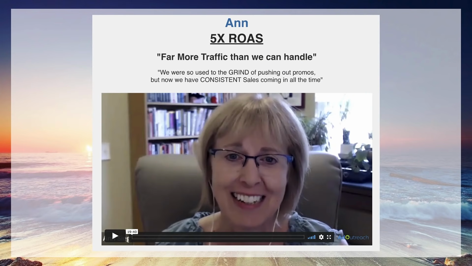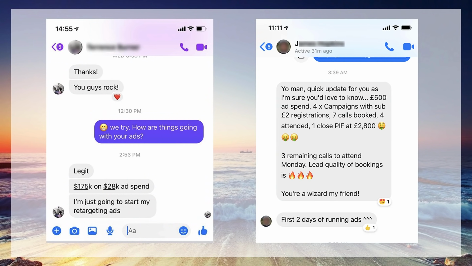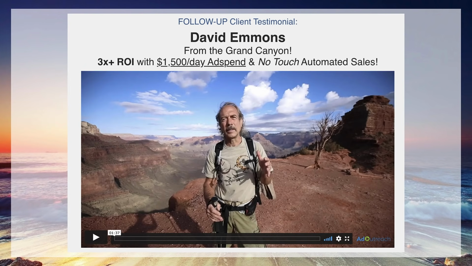Then, of course, we have Ann C, who got 5x ROAS, more traffic than they could handle from YouTube. You can see a couple screenshots here, $175,000 off of $28,000 of ad spend before even turning on retargeting ads for their YouTube ads. Then on the right-hand side, you could see all of the different campaigns, calling me a wizard, right, with ads. But obviously, I'm just here to share the strategy. David Emmons is another great client, 3x ROI, $1,500 a day, no touch automated sales. So he actually sells a course. So this works for courses as well.